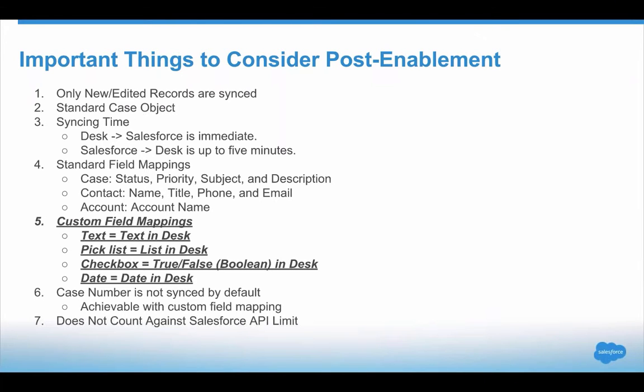Of course, apart from the standard fields, we also have custom field mappings where if you had any custom fields in Salesforce, you could actually create the same Desk custom fields and then map the two together under Desk Connect field mappings. Currently, we have the 4 types of fields that can be mapped. One of them is text. The text type in Salesforce maps with the text in Desk. The pick list type in Salesforce actually maps with the list type in Desk. The checkbox in Salesforce can map with the true and false, which is the Boolean field in Desk. And the date type field syncs with the date type field in Desk.